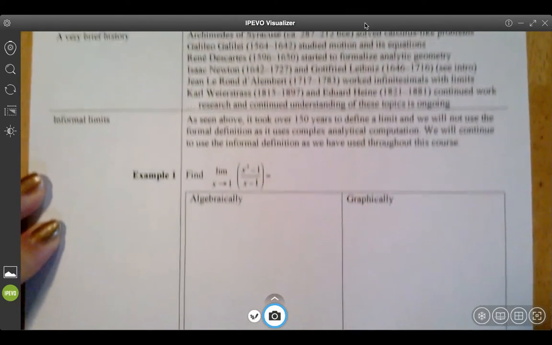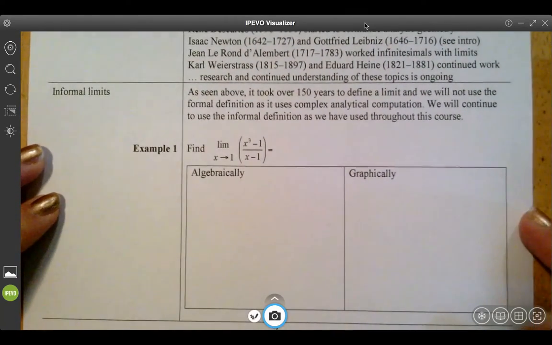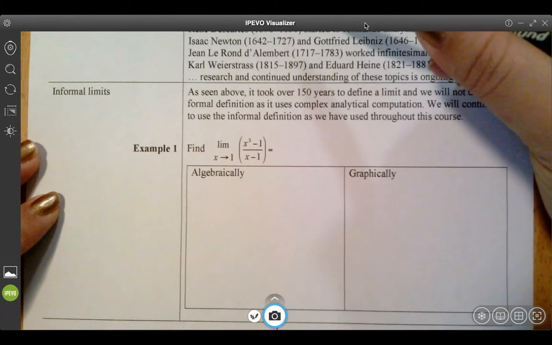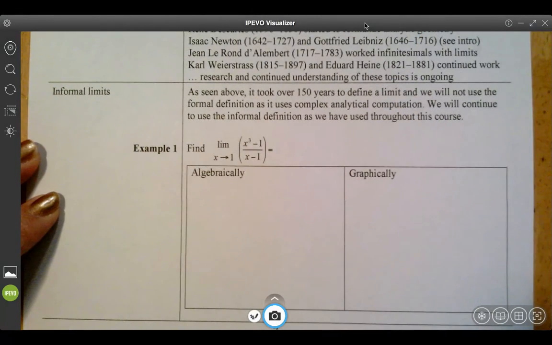Okay, so let's talk about informal limits. We have over 150 years in the history of defining limits. And so there's a really complex way of defining limits, and then there's the kind of informal way that we have been using to define limits. And so we're going to continue using the way that we've been talking about since the beginning of the year. So when we're looking at finding this limit, as we saw above, you can find limits algebraically, like we did in the first example, or geometrically, like we did in the second two examples.